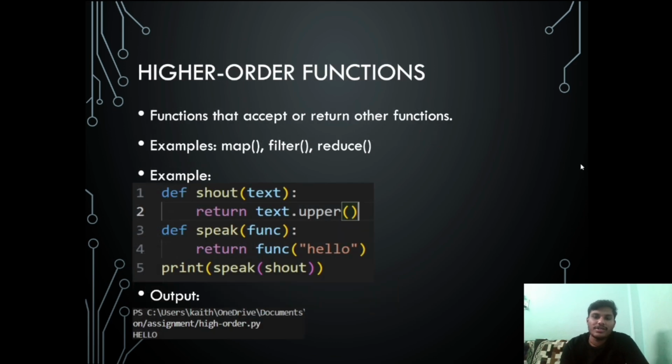Now, higher-order functions. Higher-order functions are those that accept other functions as an argument or return them. Example, def shout(text), return text.upper(). Now def speak(function) and return function("hello"). Now if we print speak(shout), the output will be HELLO in capital letters. Built-in higher-order functions include map, filter, and reduce.